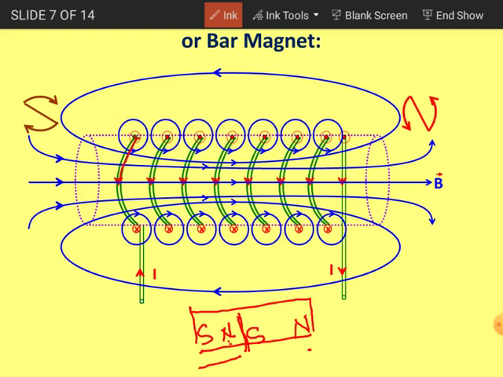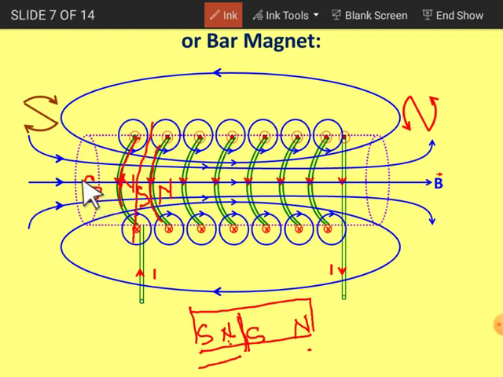Just like that here also, if you cut it somewhere here, then what happens? You will have this side as north pole and this side as south pole. For this loop, this side will be south pole and this side will be north pole. So likewise in the case of the solenoid, each and every one of these circular turns will act just like a dipole, as we have just said. One side will be south pole, another side will be north pole, just like in the case of a bar magnet.